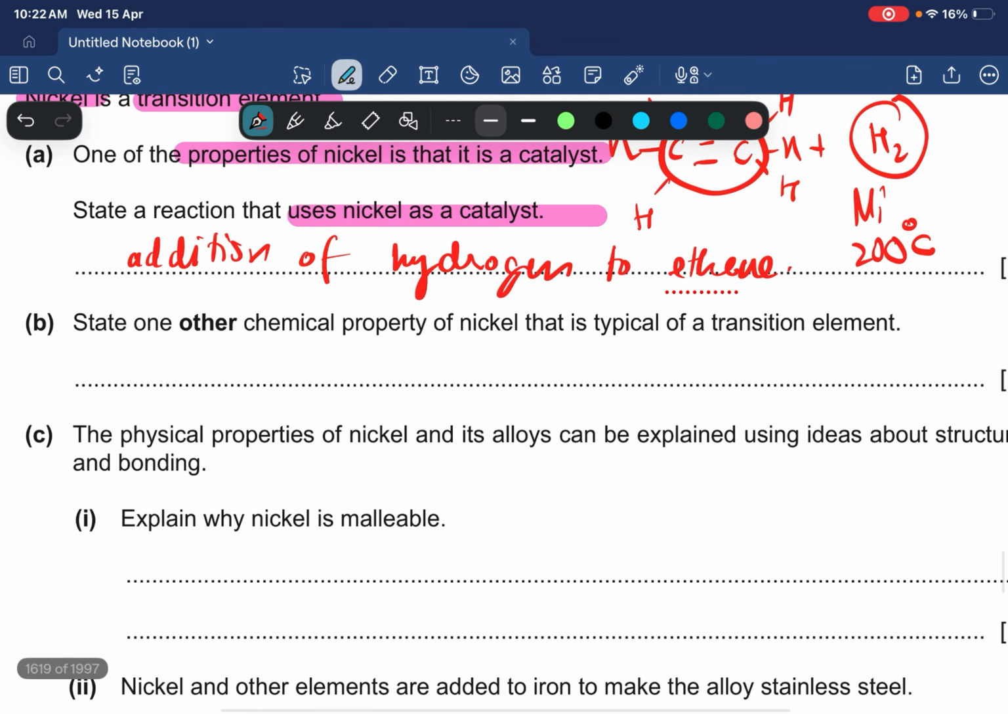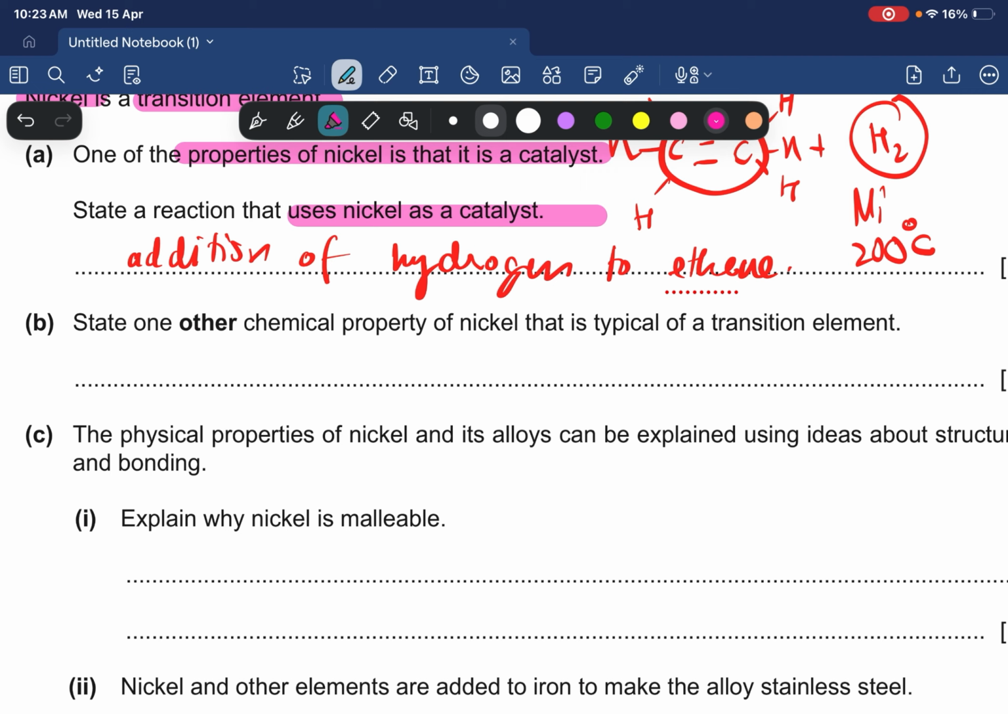State the other chemical property of the nickel that is typical of a transition element. High density, typical of a transition metal, more than one oxidation state, forming colored compounds. But you have to think over here. I told you a trick. I told you 3-4 properties. Out of them, you can only write one.